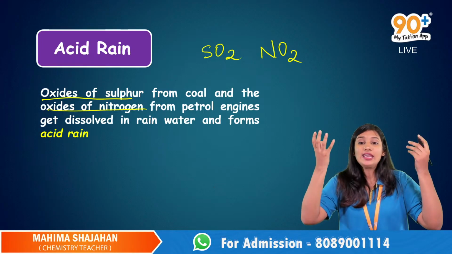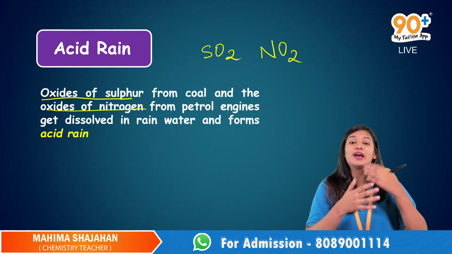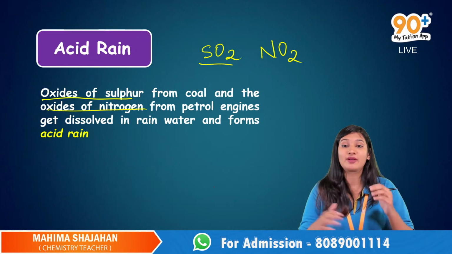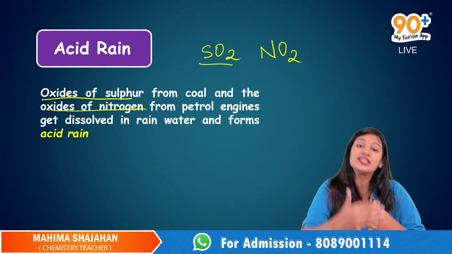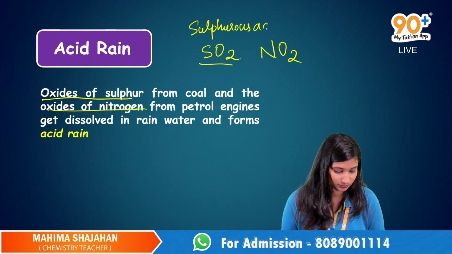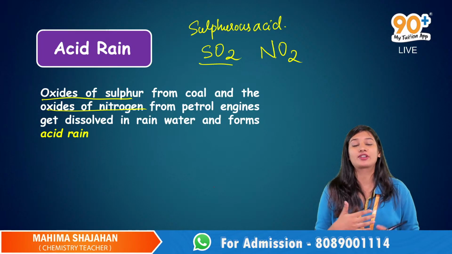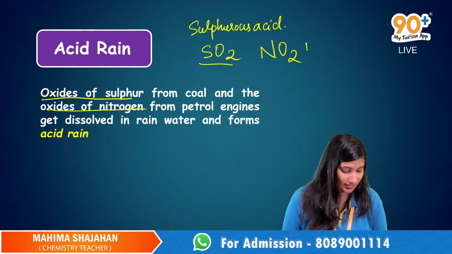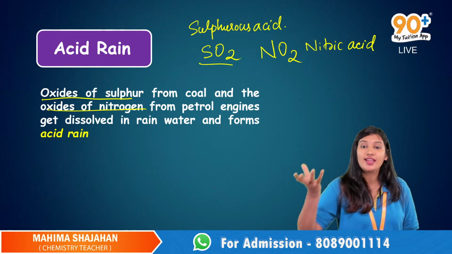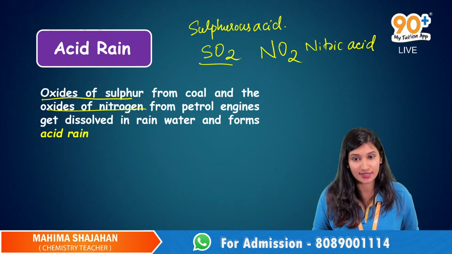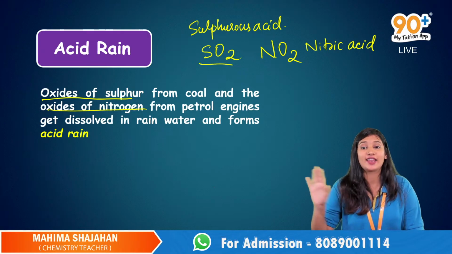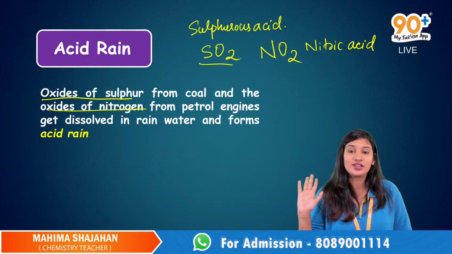Now what happens is that when rain comes down, they combine with rainwater and form corresponding acids. Sulfur dioxide combines with water and it forms sulfurous acid. Okay, it forms what? Sulfurous acid. And nitrogen dioxide will combine with water to form nitric acid. Okay, nitric acid. So our normal water becomes acidic, they are getting converted into what? Acids. Now then they fall down to earth. When they fall to earth, they are called what? Acid rain. Okay, ingane acid rain undannu manasilayo?